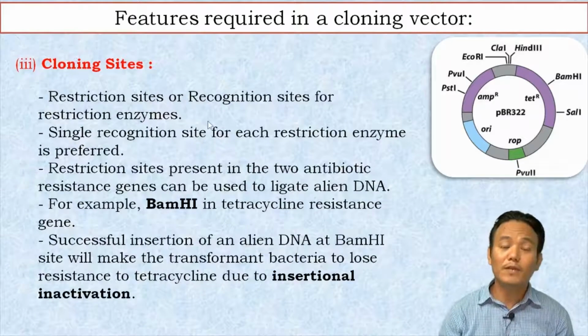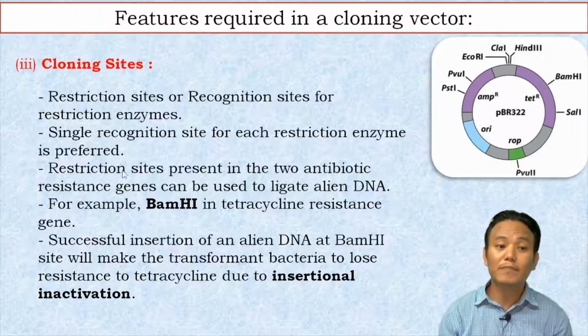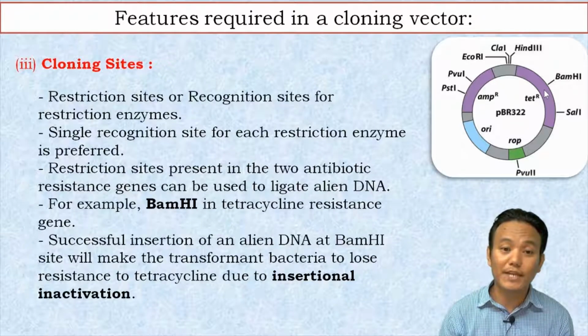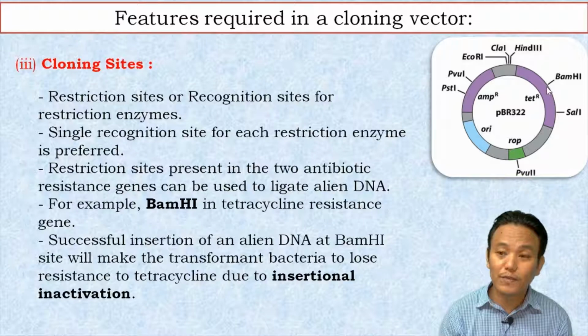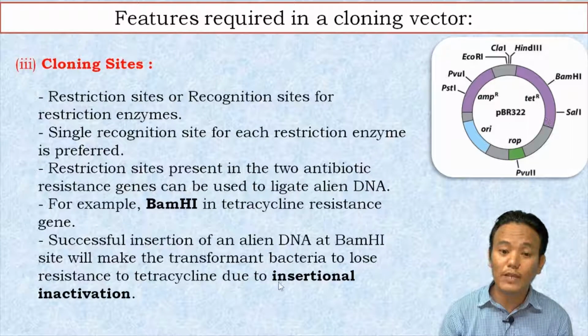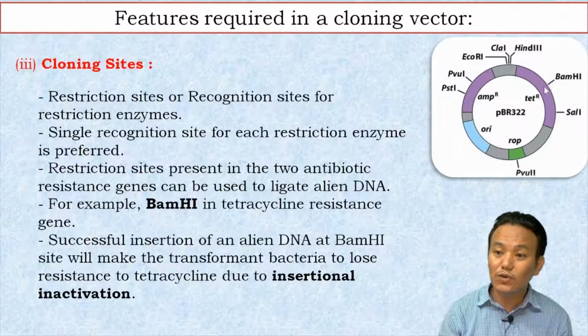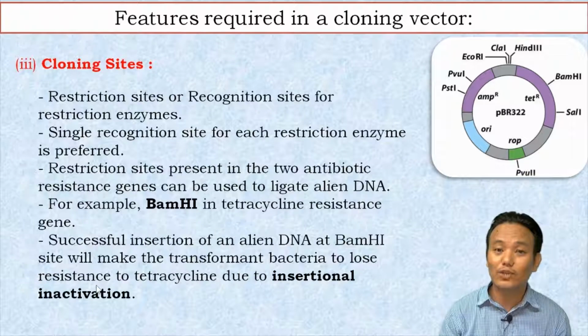Now this is important, please pay attention. The restriction sites present in the two antibiotic resistant genes can be used to insert foreign DNA. For example, if we use BamH1, whose recognition site is located right in the middle of the tetracycline resistant gene, the BamH1 will make a cut right over here, and we can insert a foreign gene or a foreign DNA right over here. What this will do is inactivate the tetracycline resistant gene, and the process is called insertional inactivation. The term itself is self-explanatory. Due to insertion of a foreign DNA right in the middle of the tetracycline resistant gene, the tetracycline resistant gene will be inactivated, and that is called insertional inactivation.